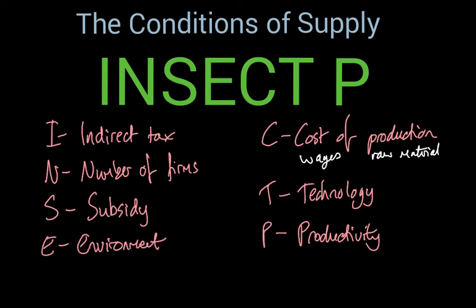If they make it easier or cheaper for the firms to produce, that will lead to a shift right of supply. If they make it more expensive or harder for firms to produce, that will lead to a shift left of supply. And a useful acronym to remember those factors is INSECT P.